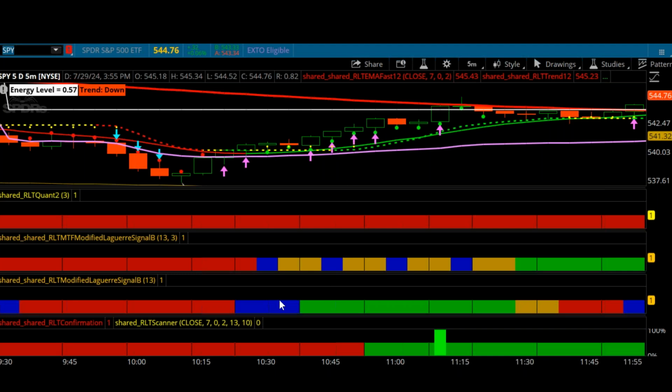All right, and again, just kind of watch. You can see the multi-time frame is flipping back and forth. Don't have a lot of consensus in that, but this is what you're using right here.